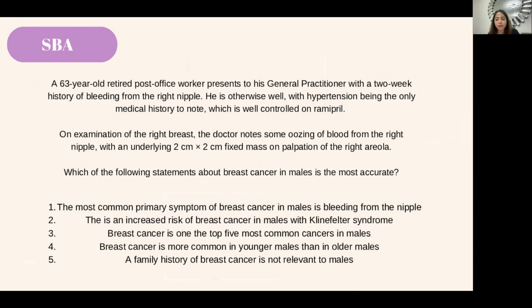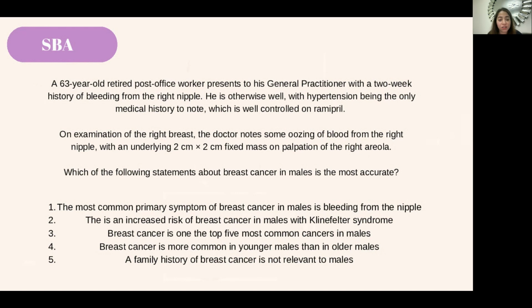Okay, so most of the people who answered the question have chosen number 2, which is the correct option. So I'll just quickly go over the key words in the question. Unlike the other questions, this is a male patient presenting, and they're over 60. They have a 2-week history of bleeding from the right nipple, and it's just gone over some medical history there.